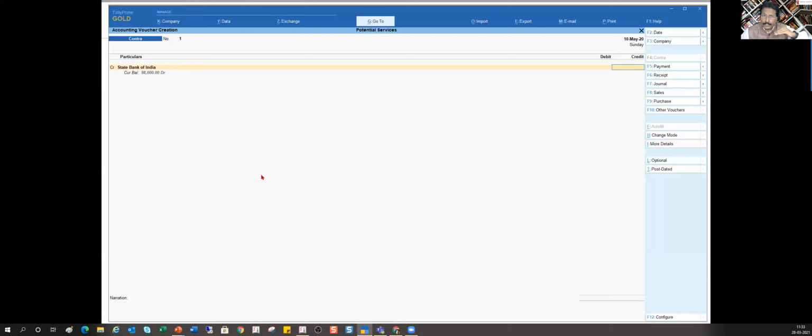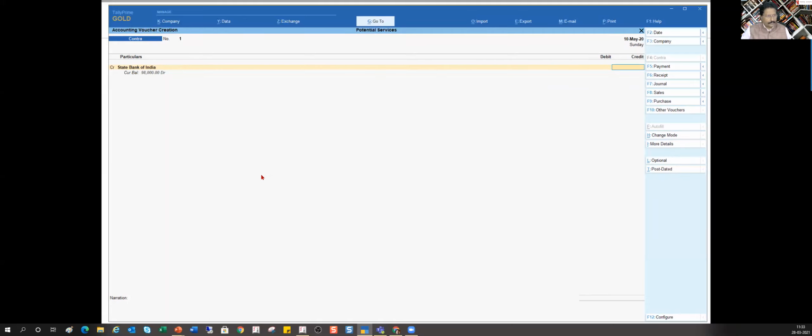This way, you can have an alias created for various ledgers. Generally, you create an alias through any kind of shortcut. It could be an abbreviation, it could be a numeric value, which will help you to quickly select that particular ledger. And for an often used ledger, you can specify the alias.